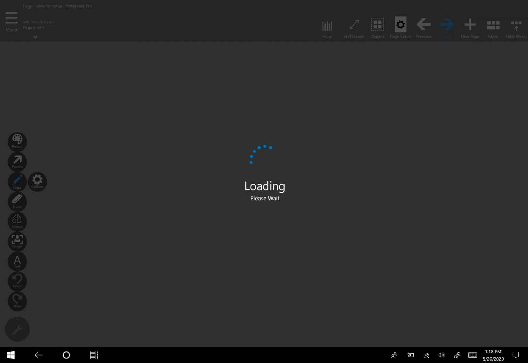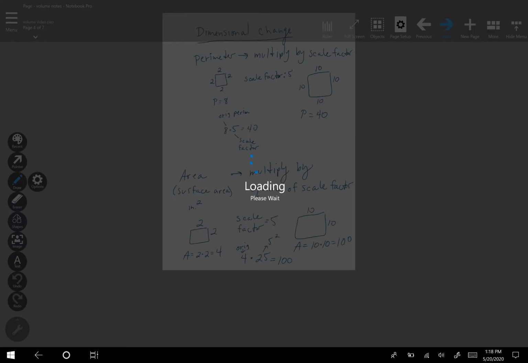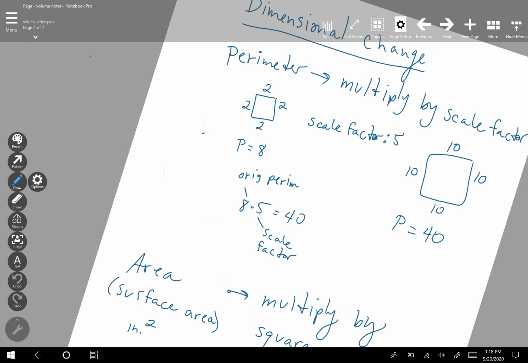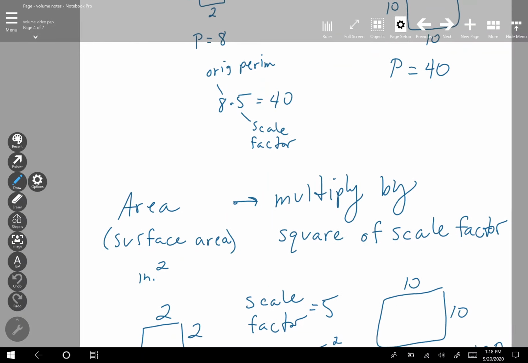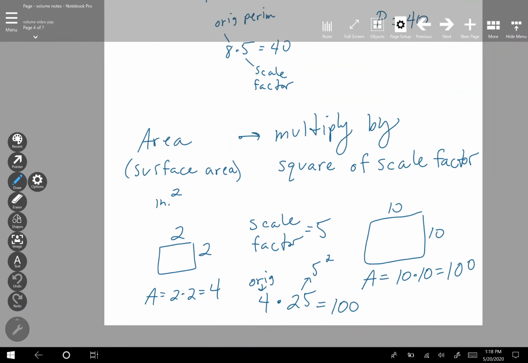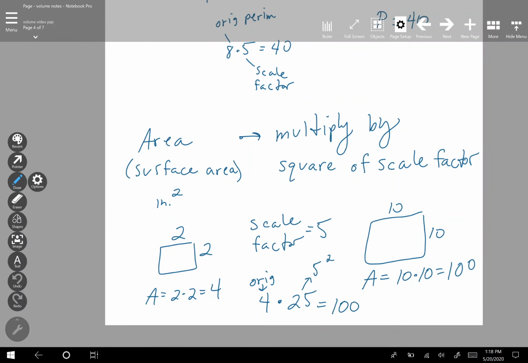Let me find it here. Okay? Perimeter is just going to change by whatever the scale factor is, so you just multiply by that scale factor. Area and surface area change by the square of the scale factor. So you take your original, take your scale factor, and square that. You multiply the two together, you get the new one.